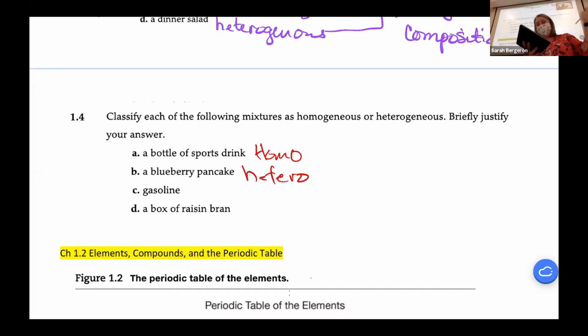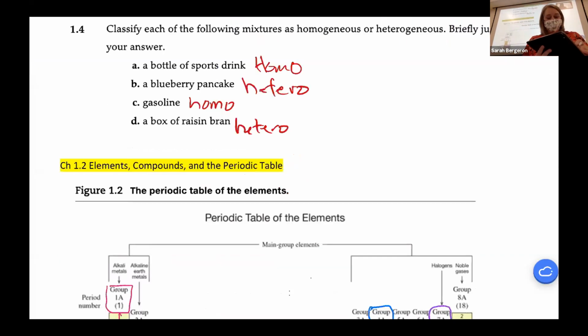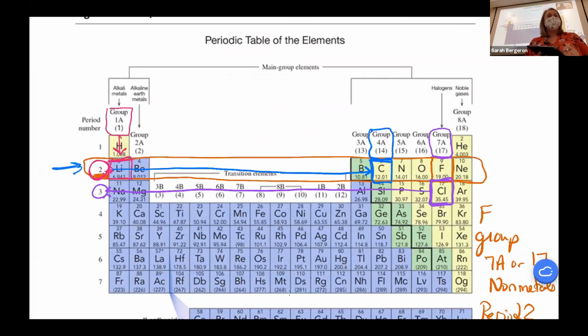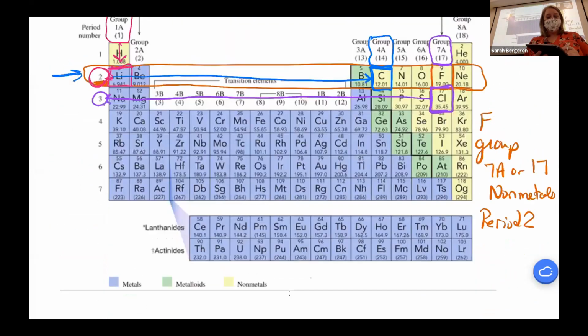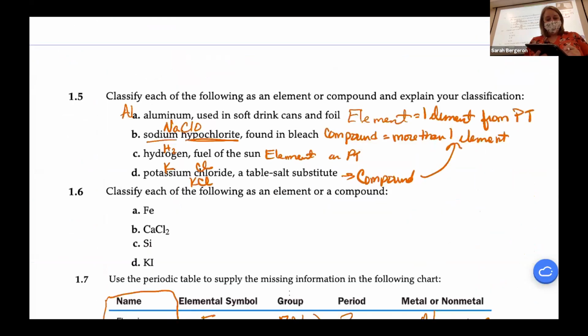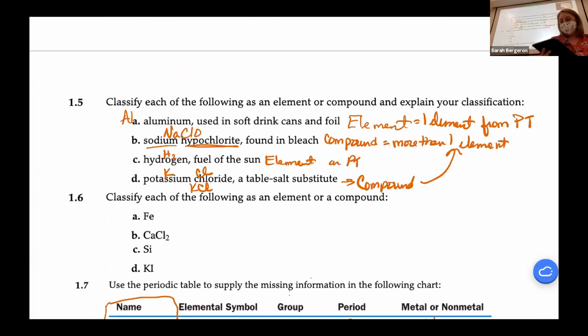Okay, good. So gasoline, what did we say? Homogeneous. We can't tell any difference. A box of Raisin Bran. That would be heterogeneous. I can pick out those raisins if I don't want them. All right, so let's come down. We're going to talk about the periodic table. Classify as an element or a compound and explain your classification.